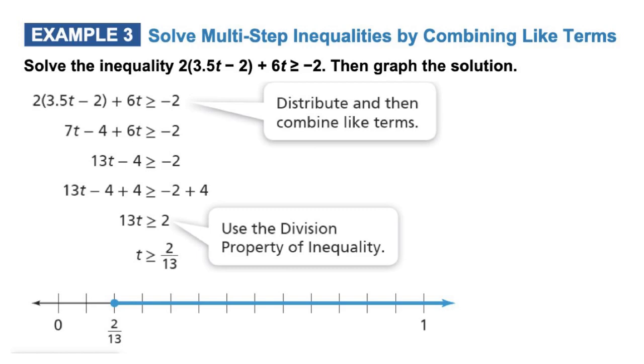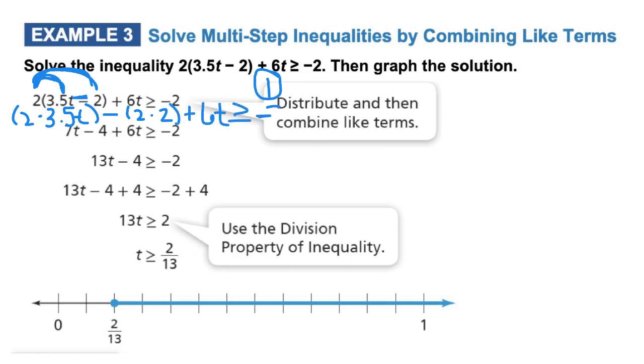Okay, here is example number 3. And again, if I'm going too fast, I want you to stop the video, catch up, and then start again. I'm going to see if I can't put my steps inside of their steps. So step number 1, I'm going to distribute. In my first set of parentheses, I have 2 times 3.5t. I am subtracting. Second set of parentheses, 2 times 2, and then copy, copy, copy.